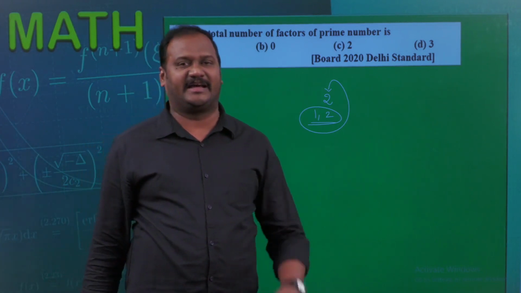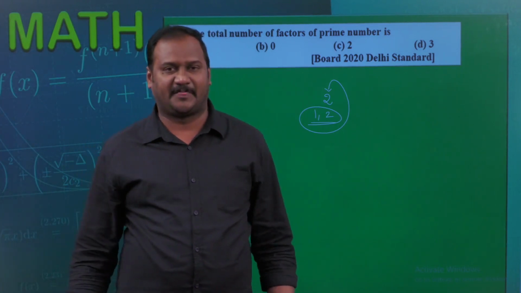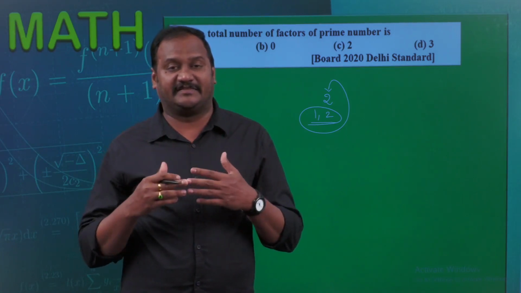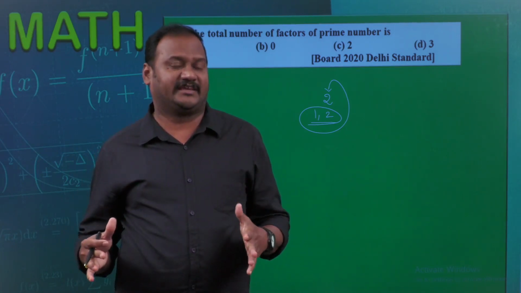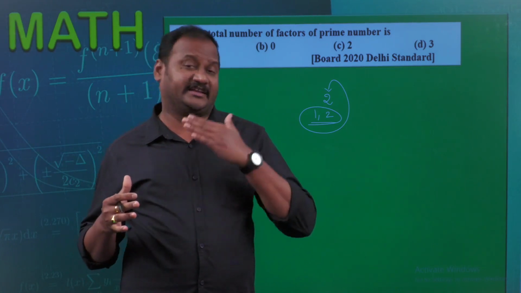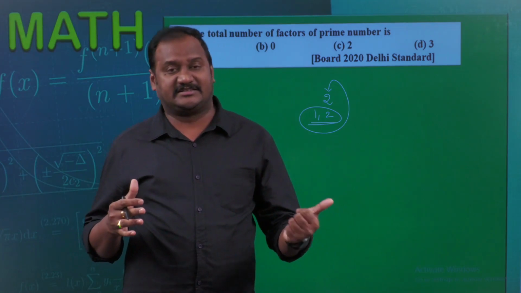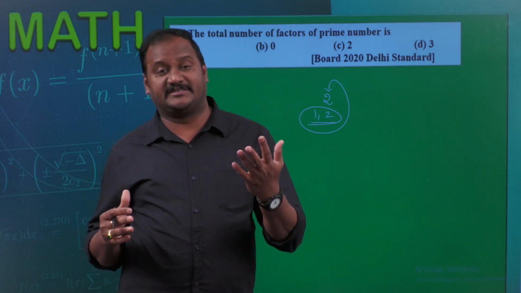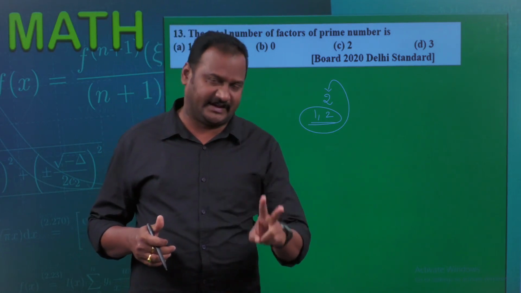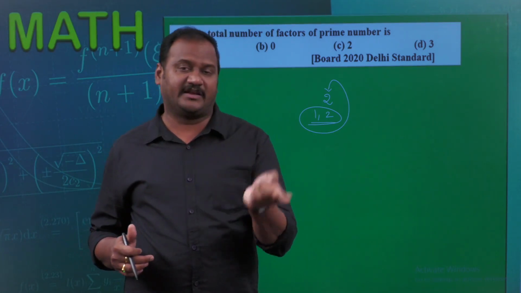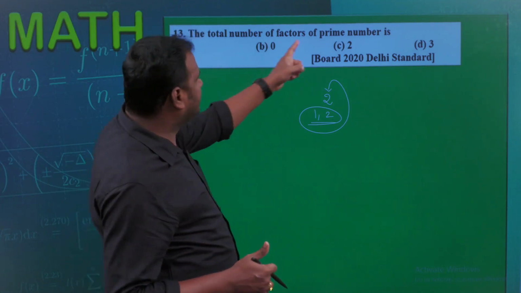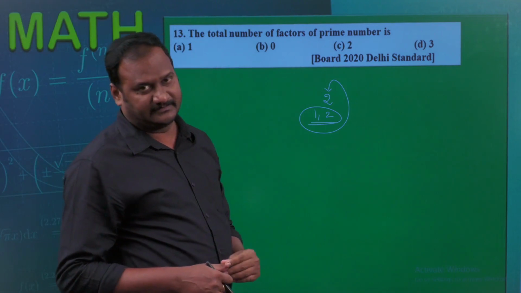So a prime number has exactly 2 factors. If I say maximum of 2 factors, it would contradict the statement, because maximum of 2 factors means it can have 1 factor also. No, it's not like that. A prime number has exactly 2 factors. What are those 2 factors? 1 and itself. So the total number of factors of a prime number is 2, right?